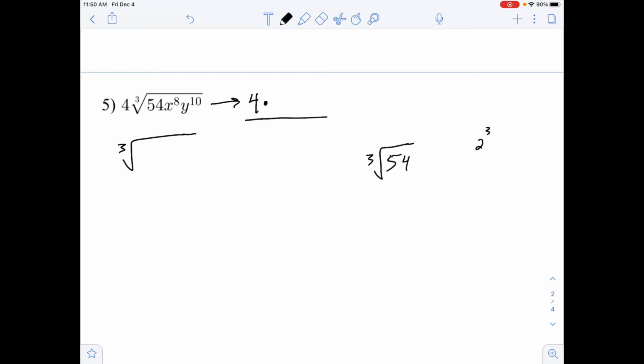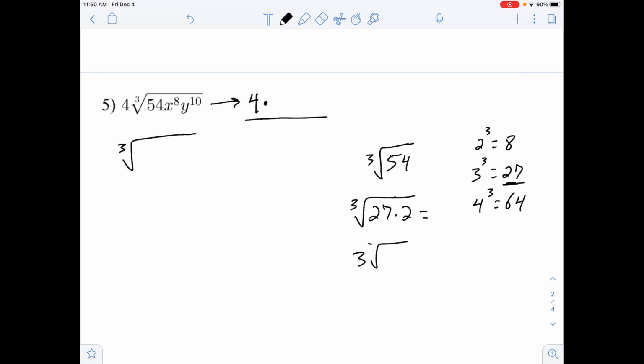So if you do 2 to the 3rd, that's 8. 3 to the 3rd is 27. And I could pretty much stop there, because if you do 4 to the third, that's going to be 64. And it's already a larger number. But I can see that this right here is going to break up into 27 times 2. That gives us 54. So then that means this would be, the cube root of 27 is 3, so it's going to be 3 cube roots of 2. So the 3 comes out, and the 2 is staying.